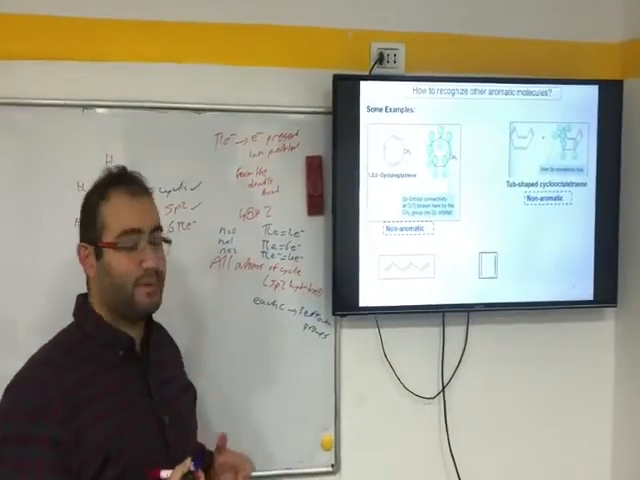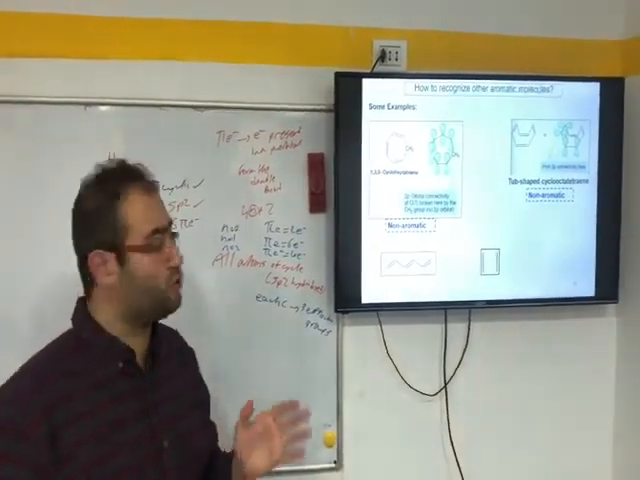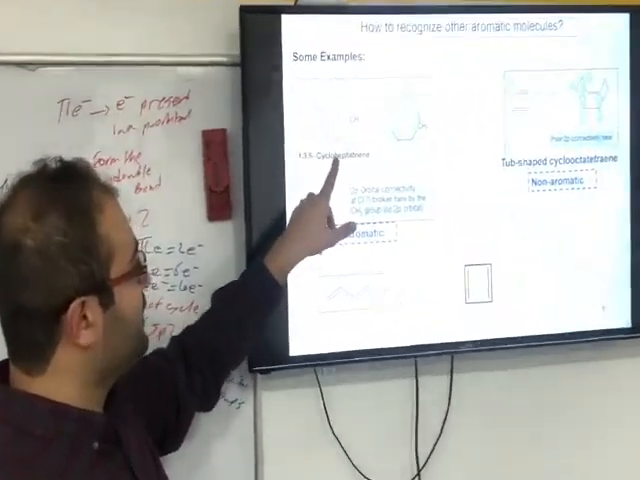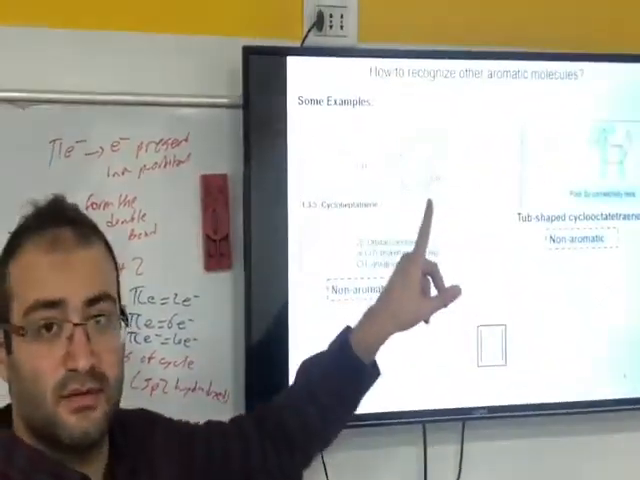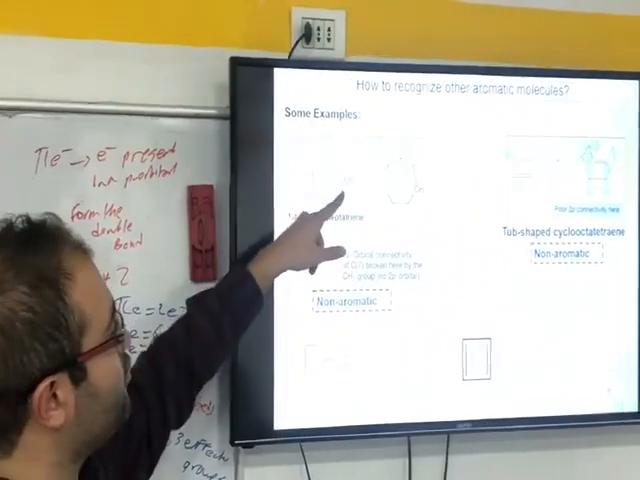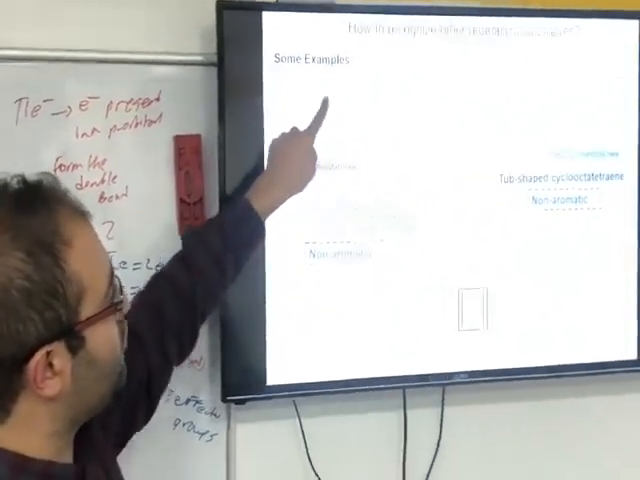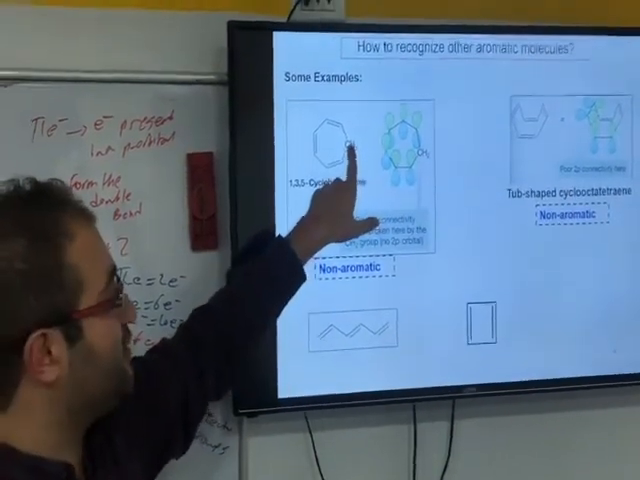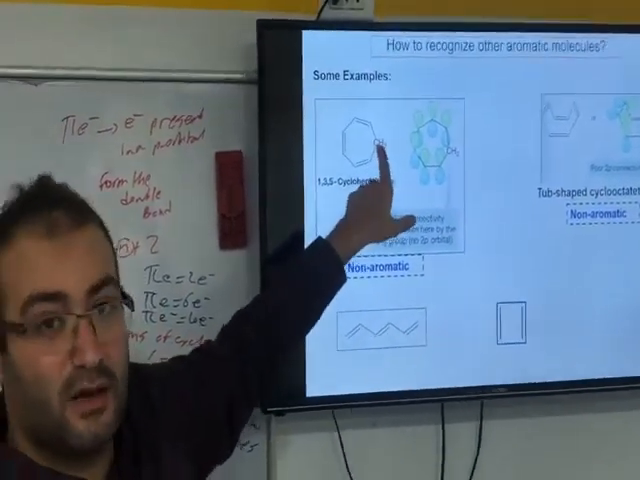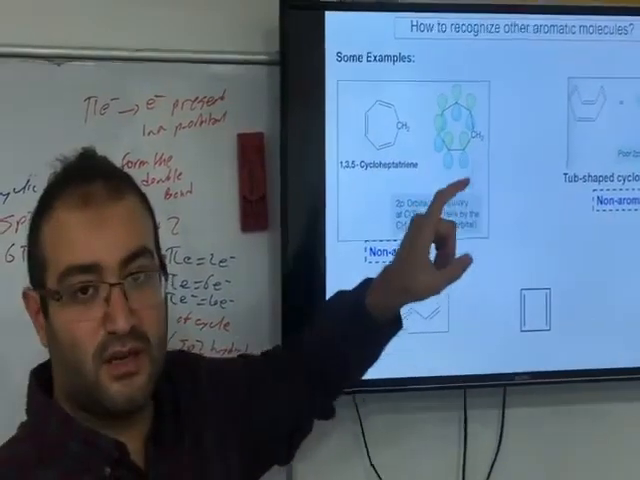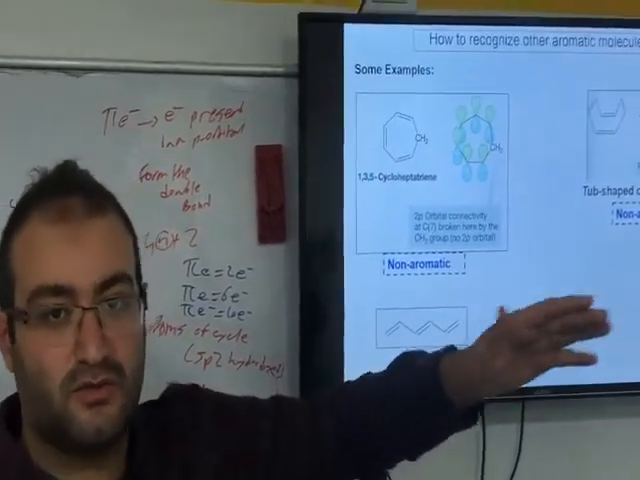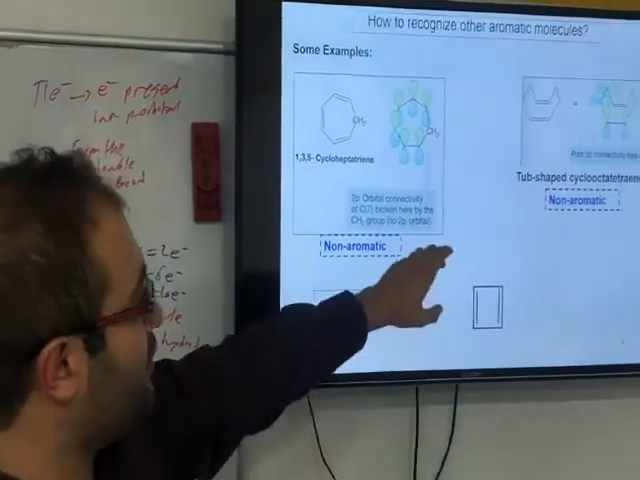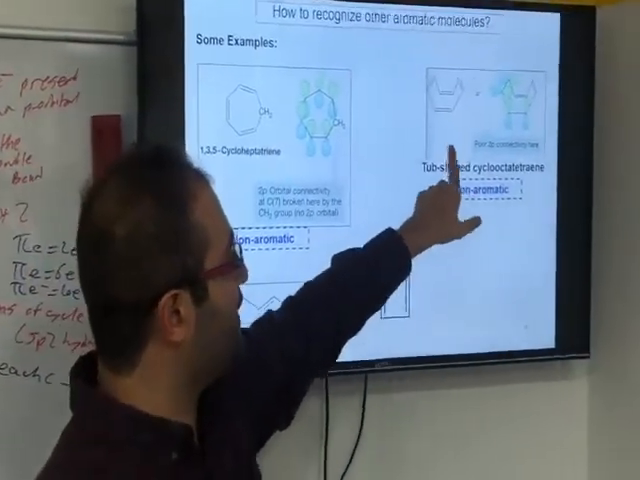Let's look at some of these examples and decide whether they are aromatic or not. For the 1,3,5-cycloheptatriene, it's cyclic, yes. However, this structure is not fully conjugated. Why? Because this carbon is attached to 2 hydrogens and 2 other groups, 4 effective groups. So this carbon is sp3 hybridized. One carbon of the cycle is sp3, meaning that the structure is not fully conjugated, so it's not aromatic.